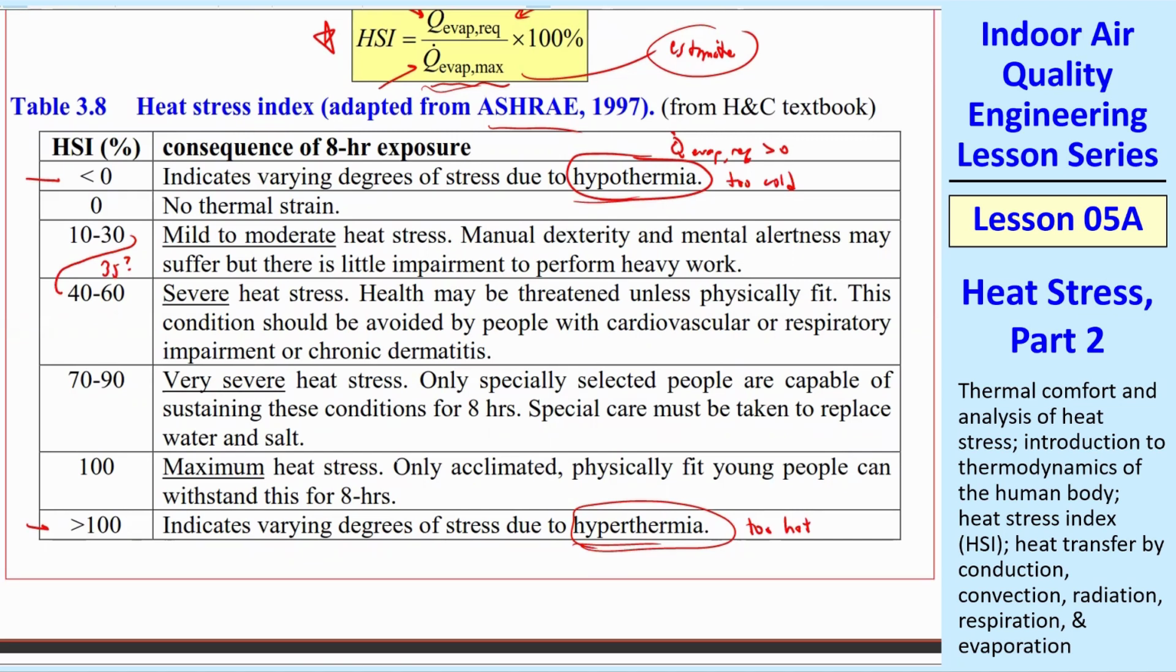When you're close to 100, only really healthy, physically fit, acclimated young people can withstand this. These are designed for 8-hour workdays, by the way. So if you're doing something with a heat stress index, HSI, of 100, or even above 100 for a short time, you'll still survive, but you would get very hot.